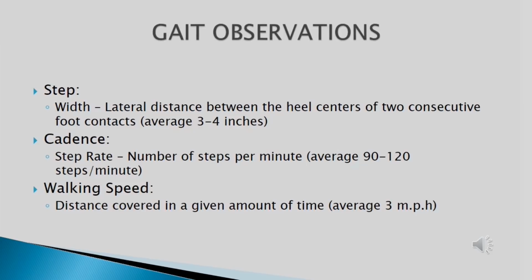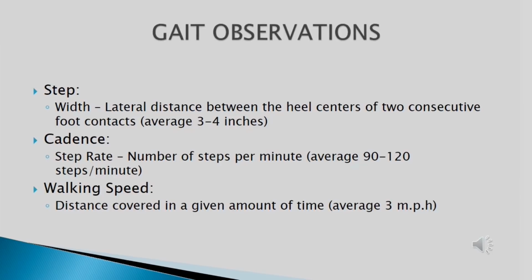The cadence of gait involves an observation of the step rate, which is the number of steps per minute, and that averages roughly between 90 and 100 steps per minute. And many times you'll observe in your injured workers that they have a markedly reduced step rate. They walk very slowly, they walk very deliberately, and the number of steps per minute is at 60 steps per minute and even below. So this is an important observation as well.